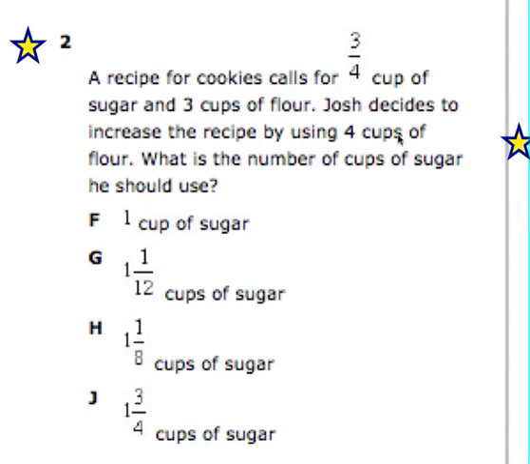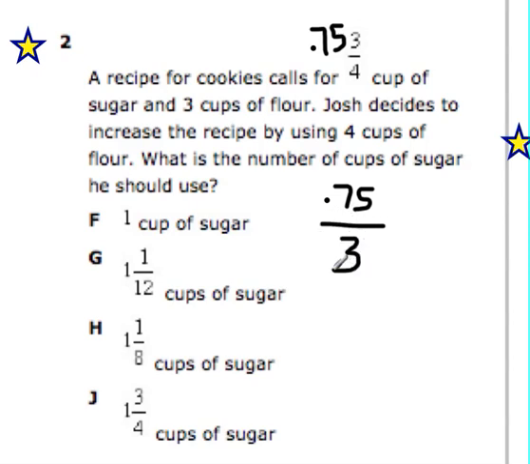So in this case, we know cups of flour increased. We need to know what the sugar did. So we're going to use a proportion. I don't like fractions in my proportions, so I'm going to use a decimal. I'm going to change 3/4 to 0.75. So here we have 0.75 of sugar goes with 3 cups of flour.